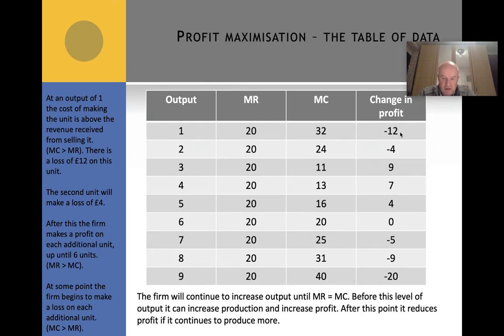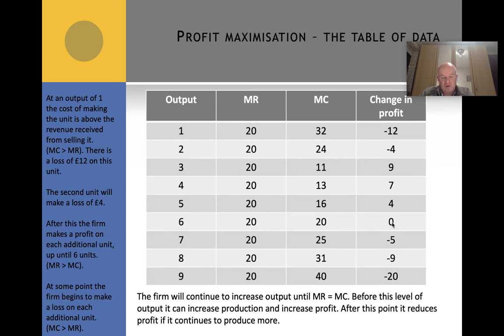You can see that a pattern emerges here, and in some instances we get to the point where we're doing reasonably well. Have a look at the information provided, and you can see that in the second instance we're making a loss of £4, and this happens at each point until we get to 6 units. That's where marginal cost and marginal revenue are the same.